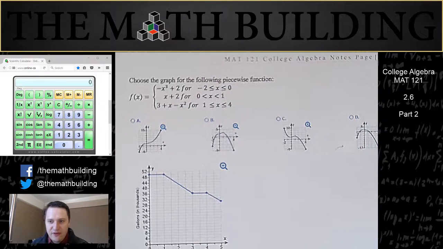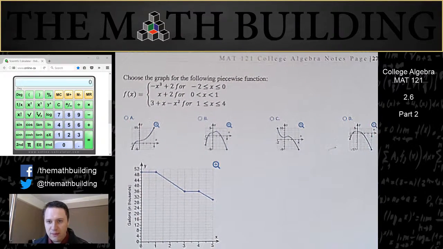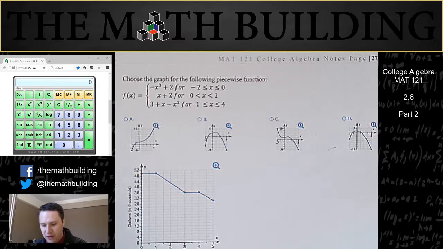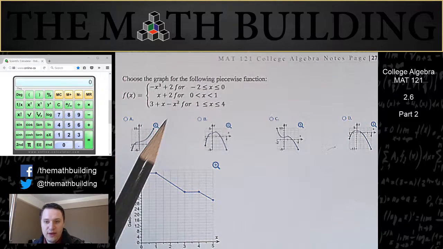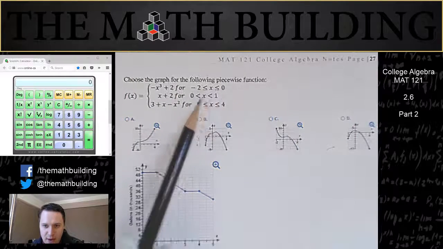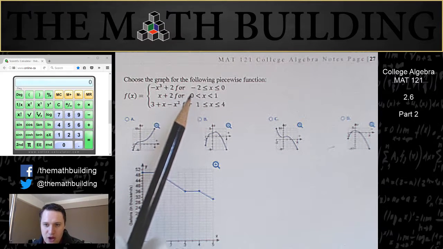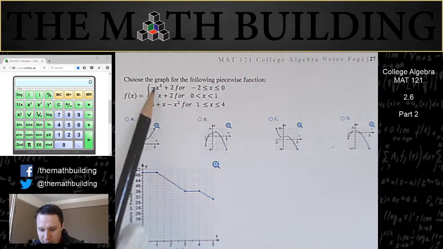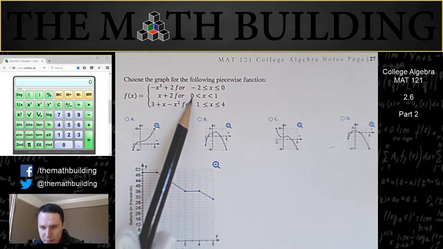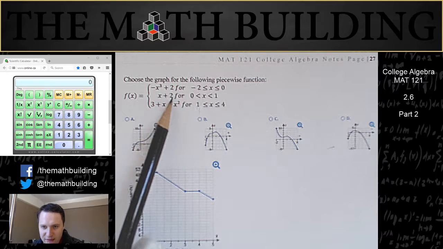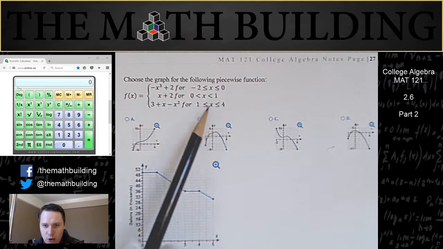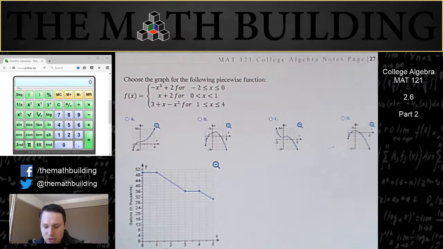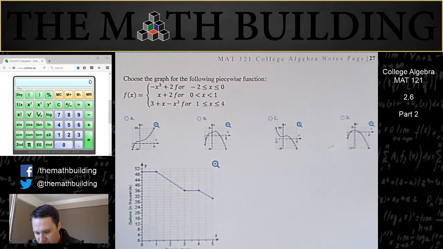Choose the graph from the following piecewise functions. We can see that on this piecewise function, we have two breaks. We have a break at 0 and we have a break at 1. So when we are in between -2 and 0, we're going to be this graph. When we're between 0 and 1, we're this graph. And when we're between 1 and 4, we're this graph. So let's try to use process of elimination to figure this out.